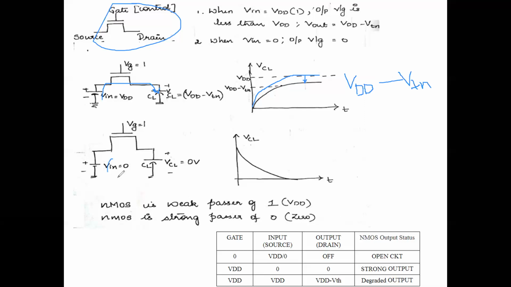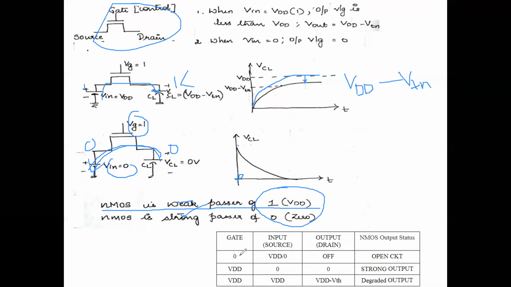Whereas if the input voltage is 0, the capacitor will discharge like this with VG equal to 1. The capacitor will discharge completely and the voltage will go to 0. So we say the NMOS transistor is a weak passer of 1. That is, if I give a 1 or VDD here, the same 1 doesn't reach the output. It is always less than 1. Whereas if I give a 0, the 0 is effectively passed. So it is a weak passer of 1 and a strong passer of 0. This is very important.